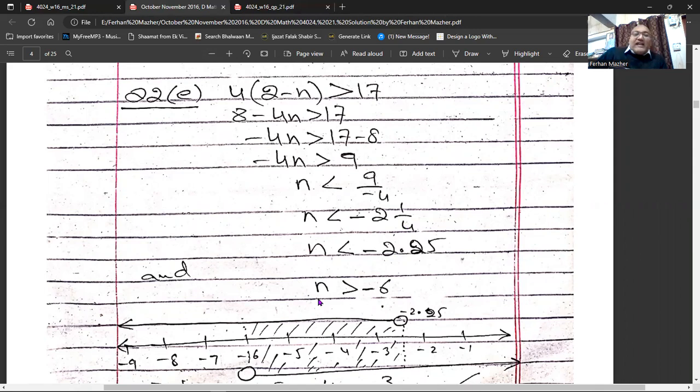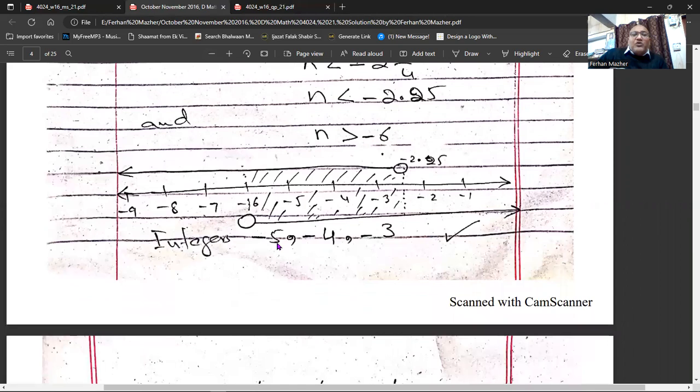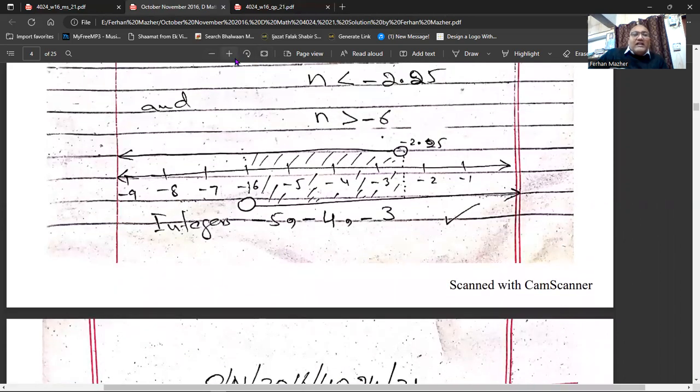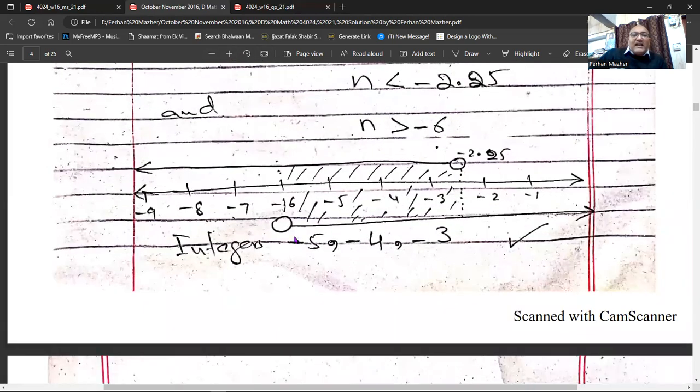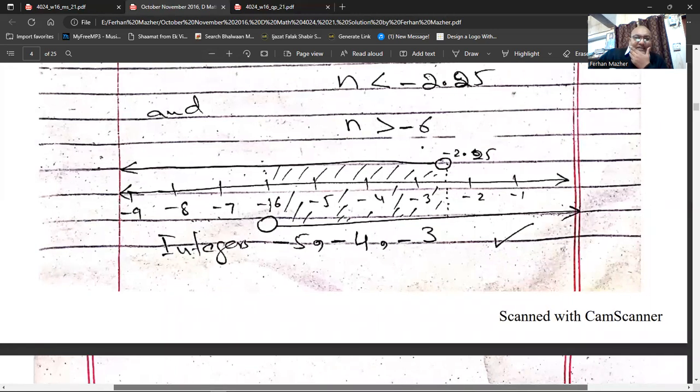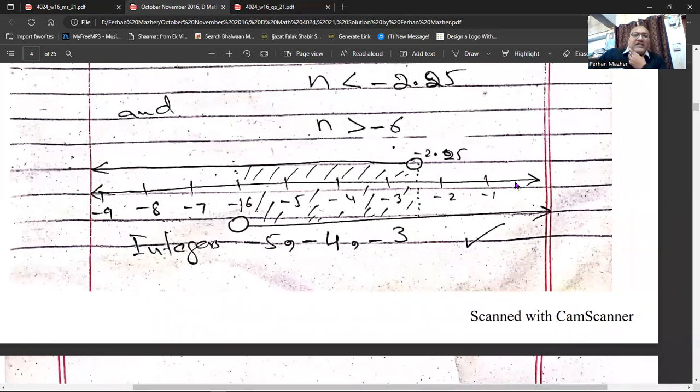Okay, and the other inequality was n is greater than -6. So I will represent both these solutions on a number line. You can see I'm going to represent them on a number line. And I made a number line.